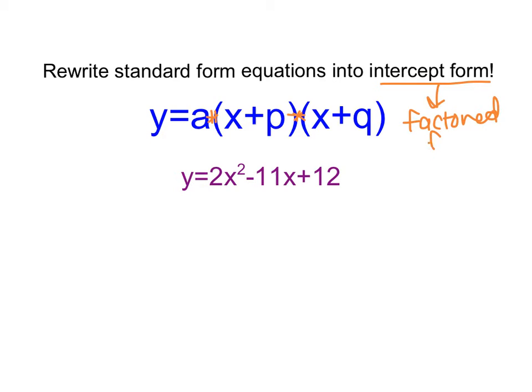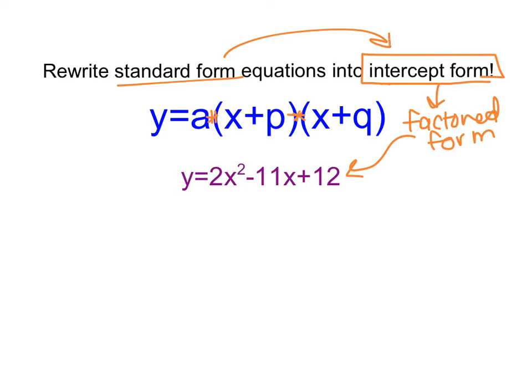So when we spent all that time learning how to write something into factored form, we were actually learning how to write intercept form of a quadratic function. We just didn't know it at the time. So now we're going to take our knowledge of factoring and rewrite this quadratic function here from standard form into intercept form.